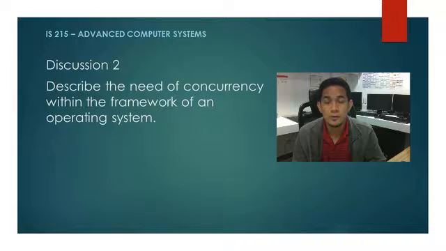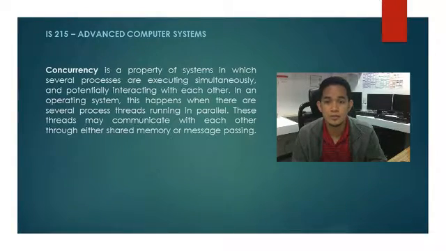In this video, I am going to answer the question in our discussion number 2. The question is, describe the need of concurrency within the framework of an operating system. To answer this question, let's first define concurrency in an operating system. Concurrency is a property of systems in which several processes are executing simultaneously and potentially interacting with each other.